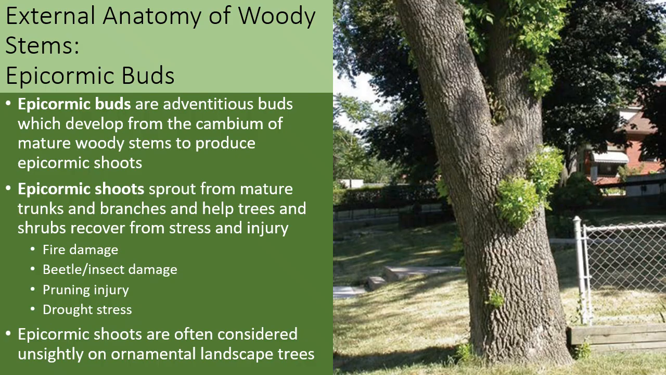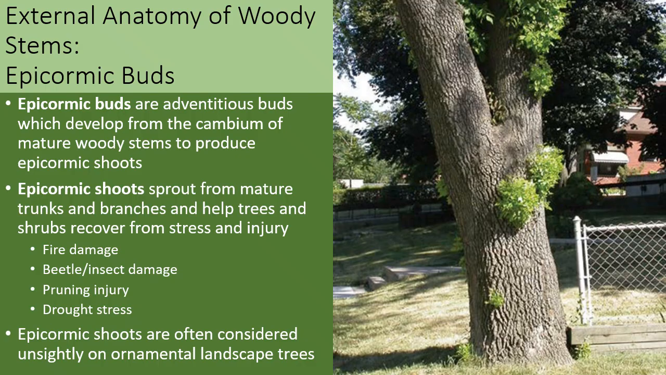Some species of woody plants will recover from damage by fire by sprouting epicormic shoots. It's also a way that they cope with things like beetle damage or insect damage in their upper branches. Even if they lose some branches, they can just sprout some younger branches from older wood and grow back up to replace any lost tissue.